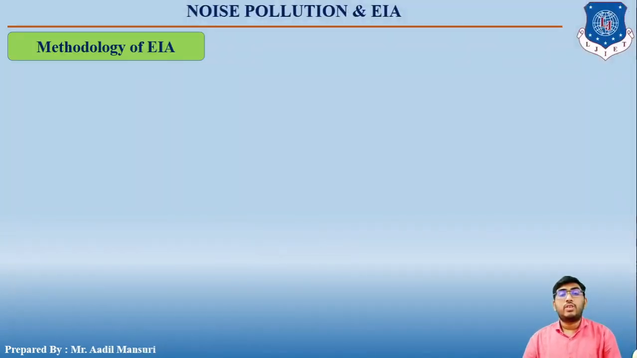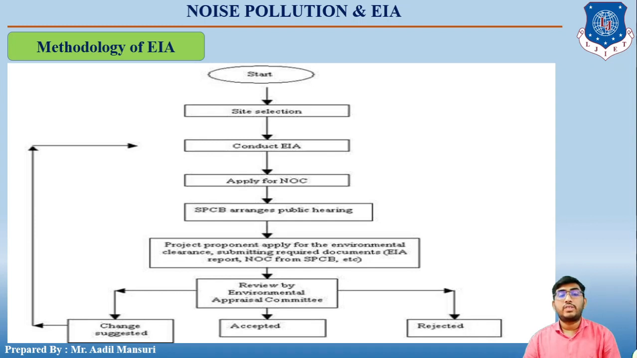So next is the methodology of EIA. My dear students, this is a flow chart of EIA. First of all, when we start the EIA, we select the site. Then we conduct the environmental impact assessment. Then we apply for a no objection certificate from the State Pollution Control Board. Then they arrange a public hearing, and the project proponent applies for the environmental clearance, submitting required documents, that is, the EIA report, NOC from SPCB, and so on.